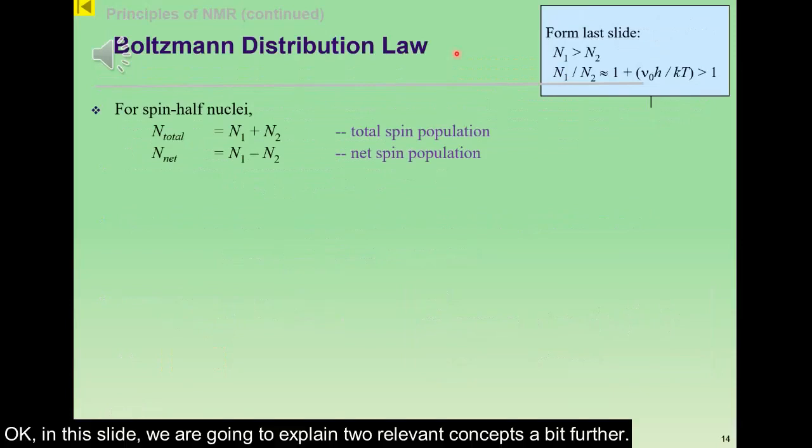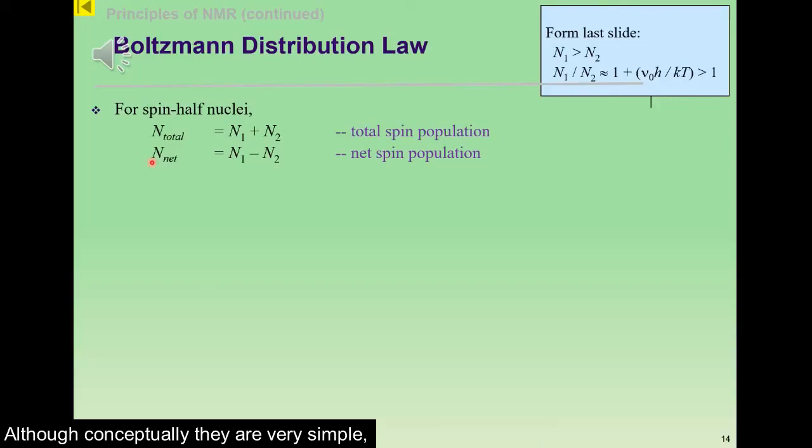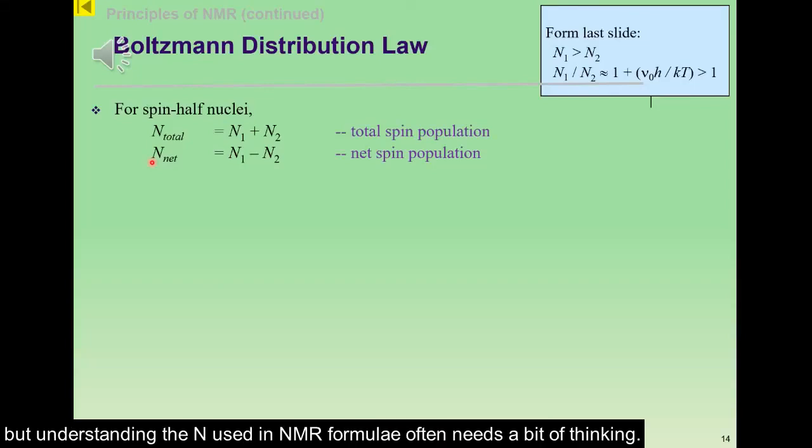Okay, in this slide, we are going to explain 2 relevant concepts a bit further. First is about the symbol N. It has been used in many NMR articles, often unclear what it refers to, and hence it needs to be clarified. Although conceptually they are very simple, understanding the N used in NMR formulae often needs a bit of thinking.